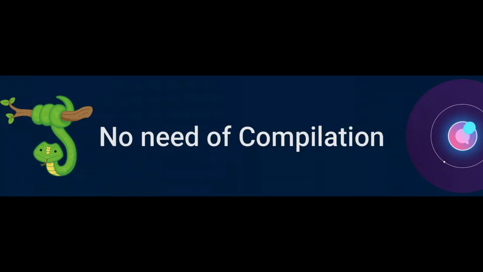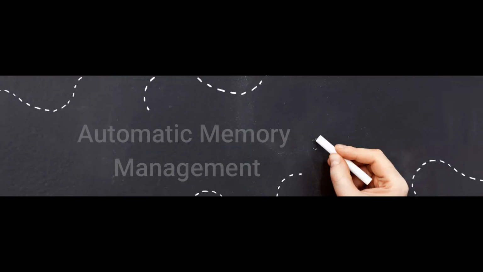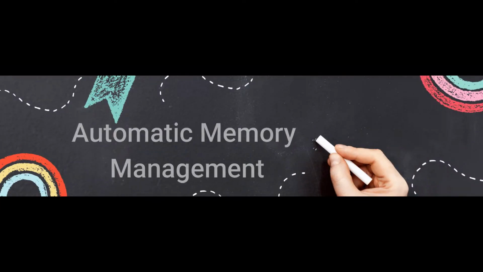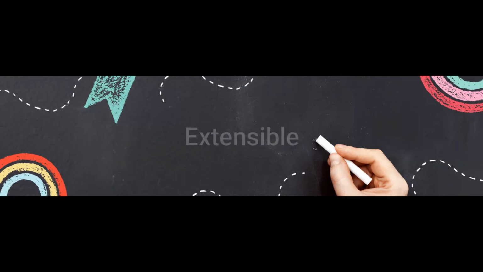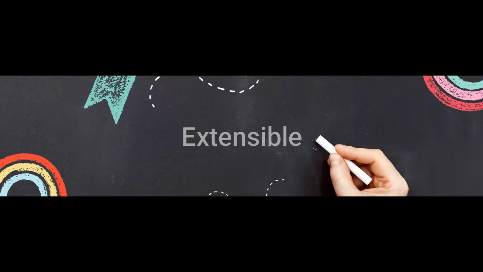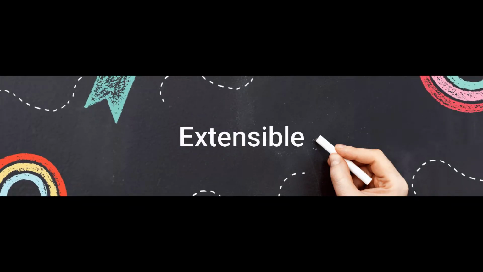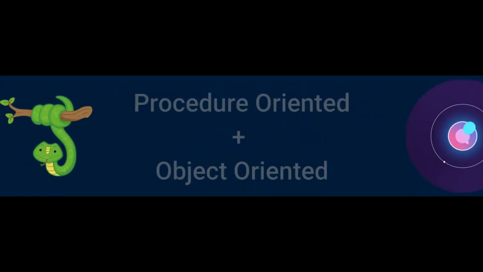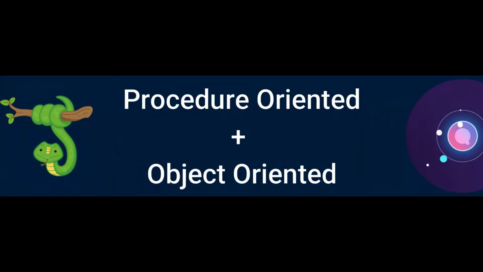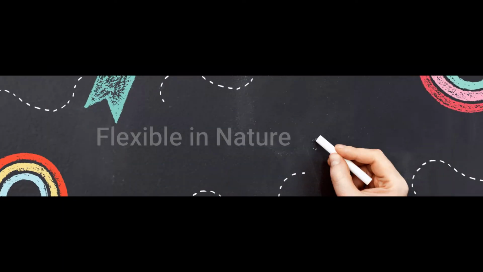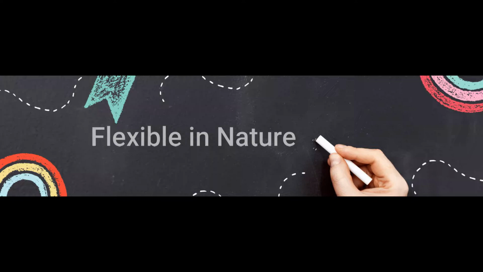Interpreted means there is no compilation required while we run a program in Python. As well as it is high level, it means it provides automatic memory management. It is extensible. It allows the addition of low-level modules to the interpreter for customization. It is versatile. It supports both procedure-oriented programming as well as object-oriented programming concepts. It is flexible in nature.